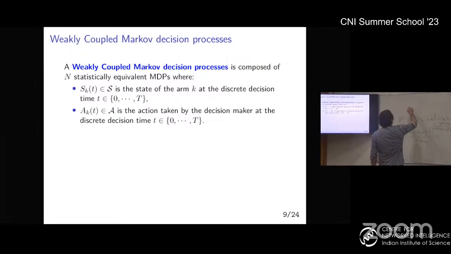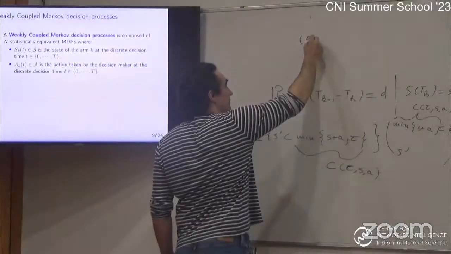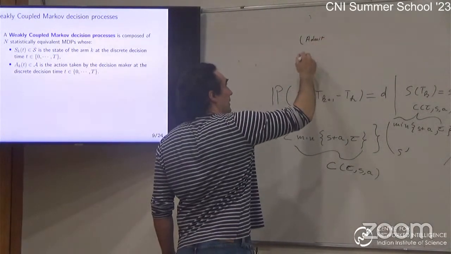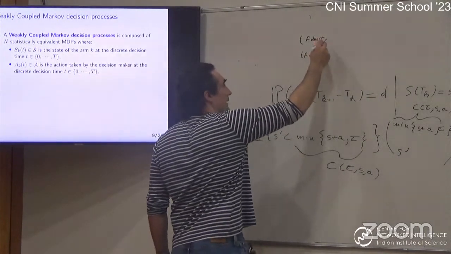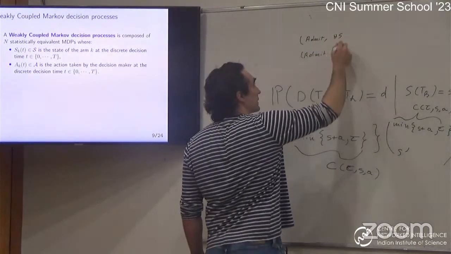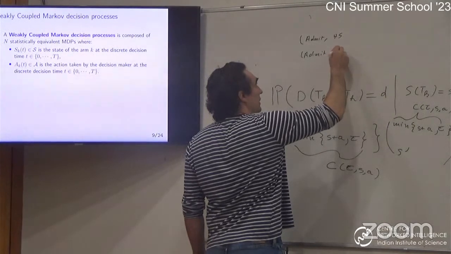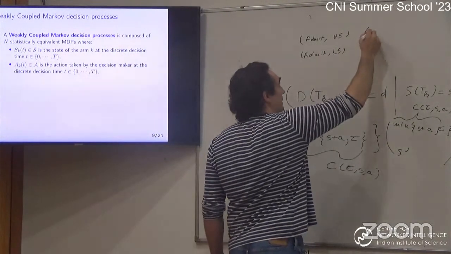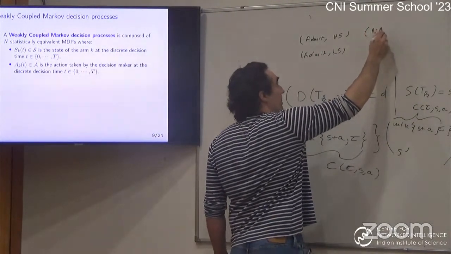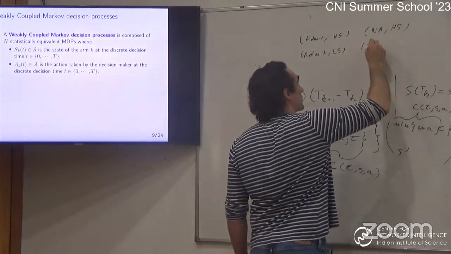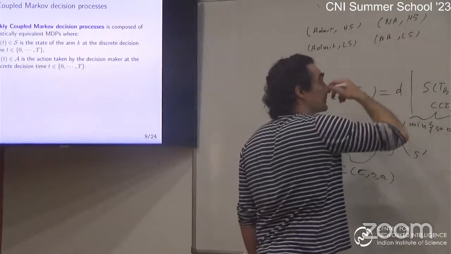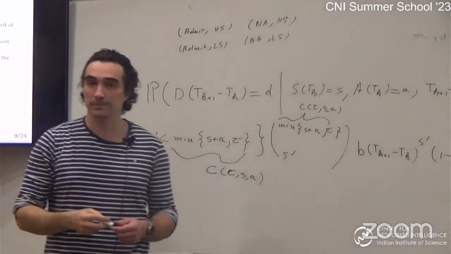So in our case, what is an action? These are examples that I gave. It can be admit or not admit the job, right? And high service rate, low service rate, and not admit. High service rate, not admit. Low service rate. So you have 4 actions.